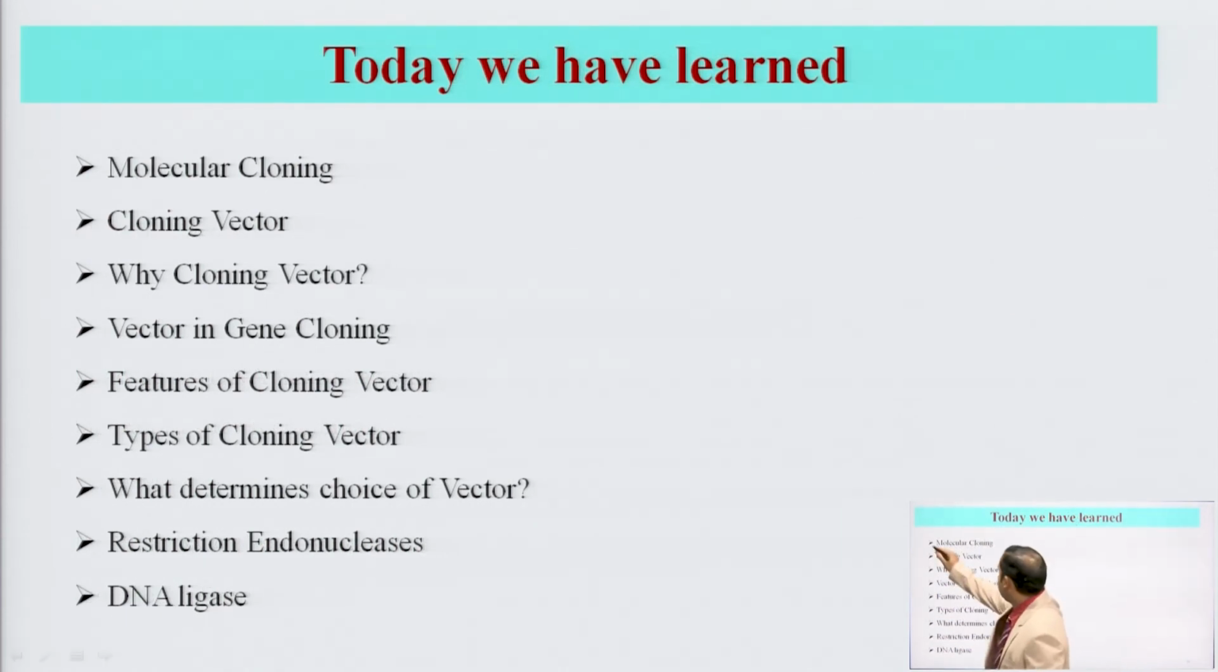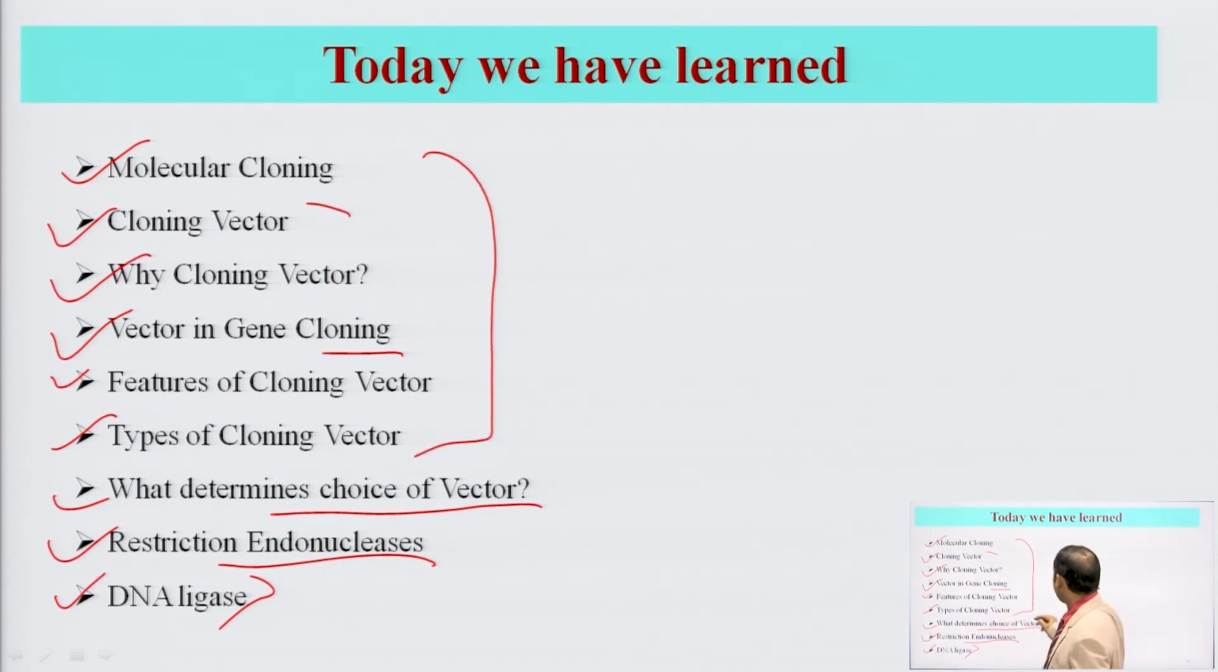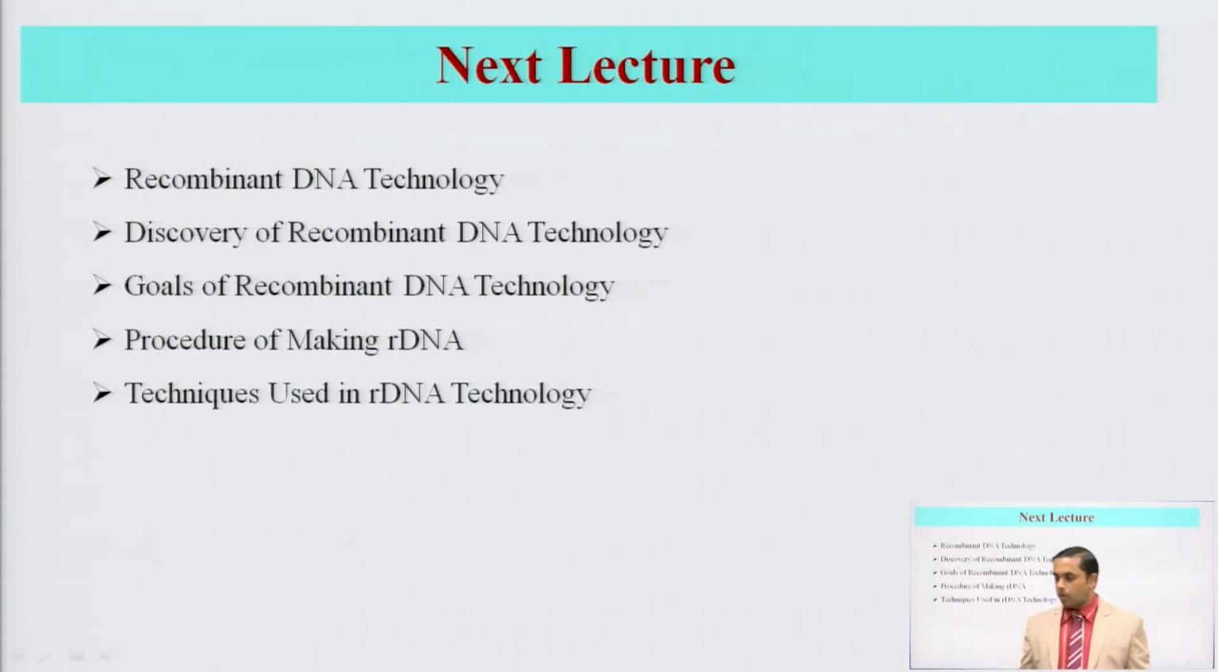So, today we have learned about molecular cloning. You have seen the cloning vector, why the vector is important in gene cloning, what the features and types are, how you choose a vector, what a restriction endonuclease is and what DNA ligase is. All these things are associated with our entire learning of genetic engineering. So, that is it for today. Tomorrow I will tell you about the discovery of recombinant DNA technology, then the goals, procedure and few techniques used in rDNA.